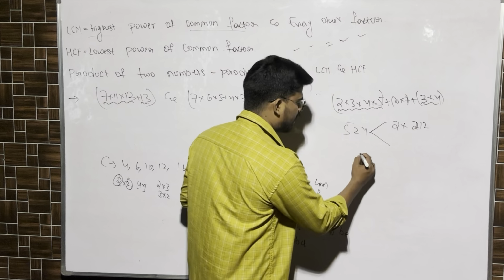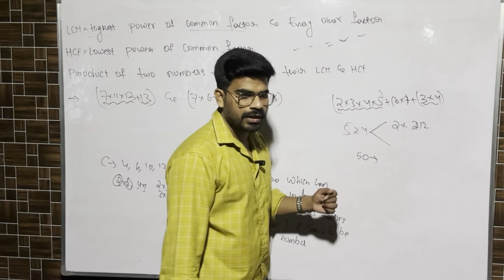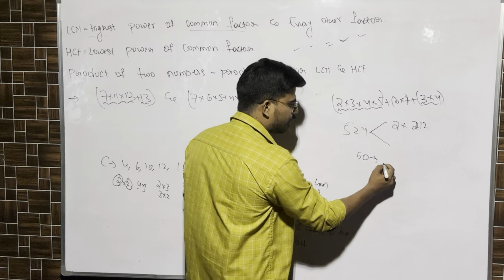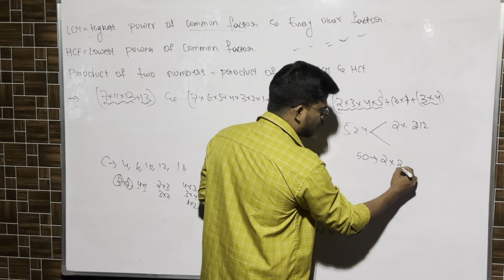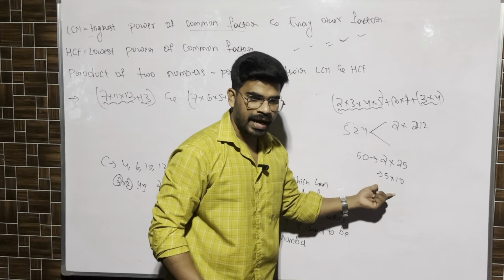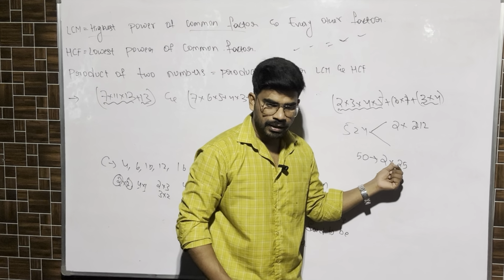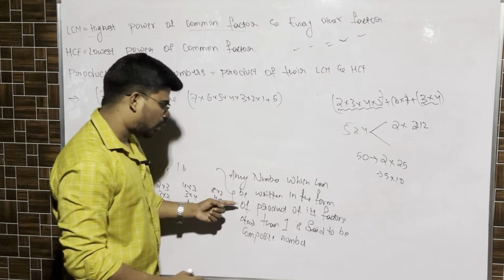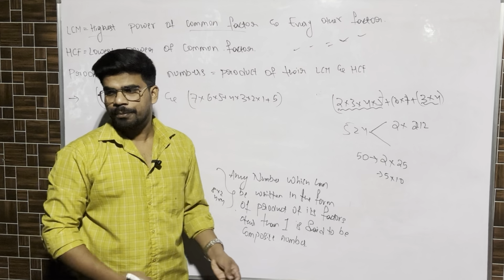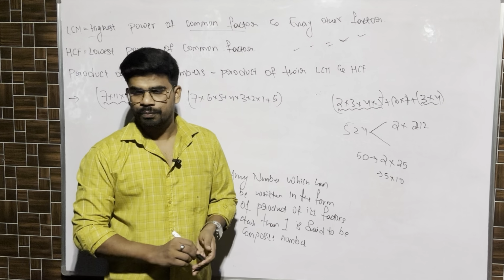For example, 50 is there. I should prove that 50 is composite. How will I prove it? I will write 50 as 2 into 25 or 5 into 10. So I am writing 50 as a product of its factors. For any number, if I am able to write it as a product of its factors, these numbers are called composite numbers.